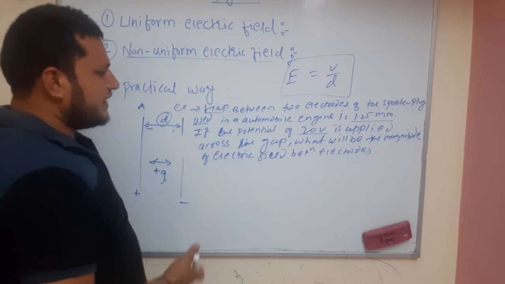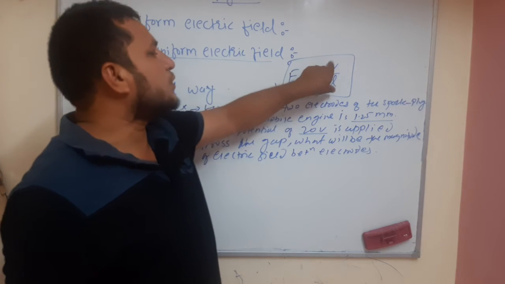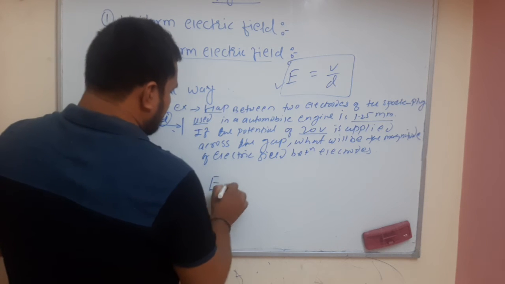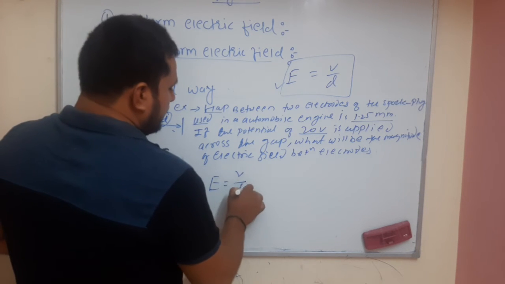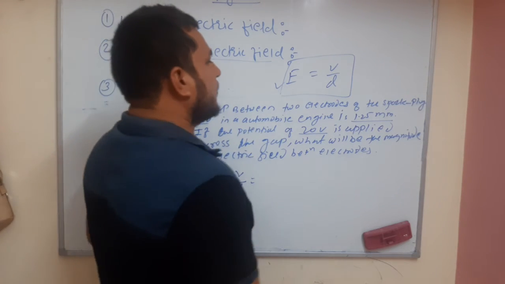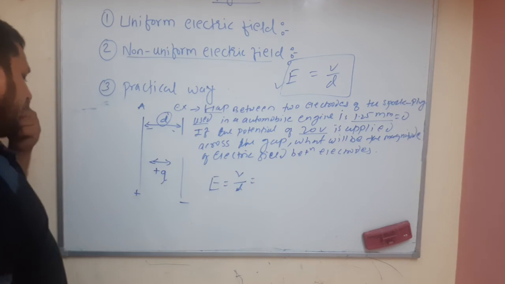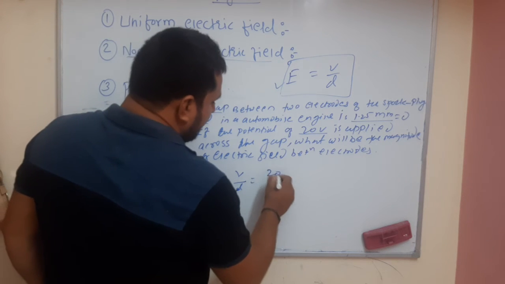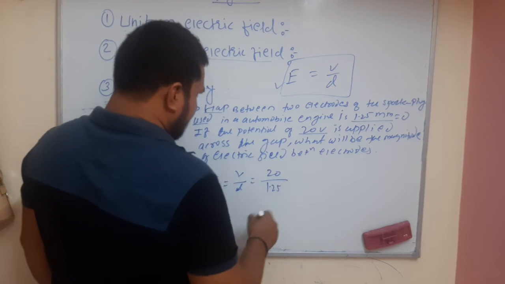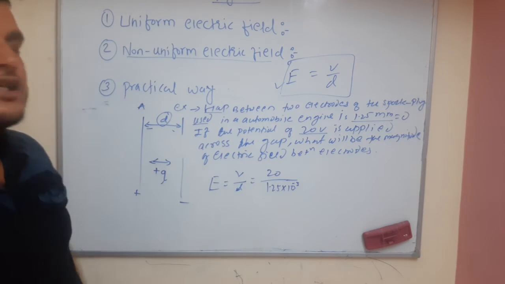So we can easily calculate this, because we are having the formula: electric field is equal to potential difference upon separation or distance between them. Now here we are having the formula, E is equal to V upon D. Just put the value of V and D, which is already given in our problem. V is 20 volt, and the distance between them is 1.25 mm. So we convert this mm, 1.25 into 10 raised to minus 3.